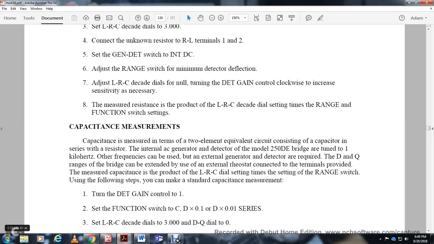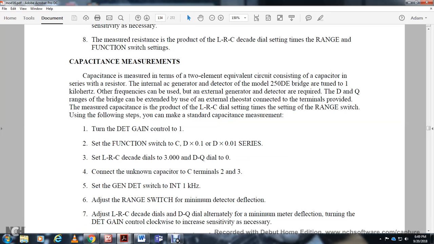Alright, capacity measurement. Capacity is measured in terms of the two element equivalent circuit that consists of the capacitor in series with a resistor. The internal AC generator detector of the 250 bridge operates at 1 kilohertz. The frequency can be changed if an external generator detector is required. The D and Q range of the bridge can be extended with the external rheostat at the terminals to provide the measurement of the capacity as the product of the LRC dial setting with the range switch. With the following steps you can make the same capacity measurements.